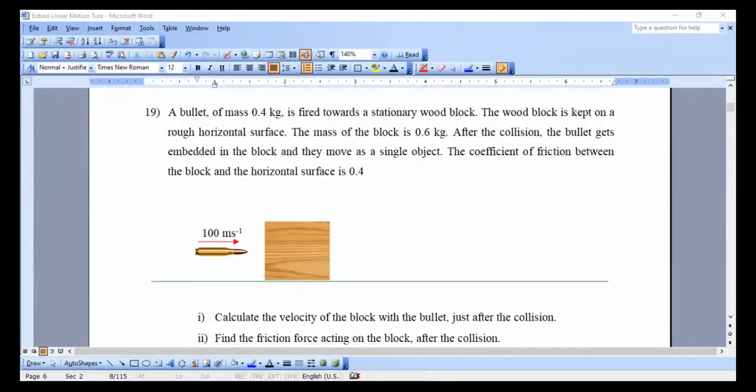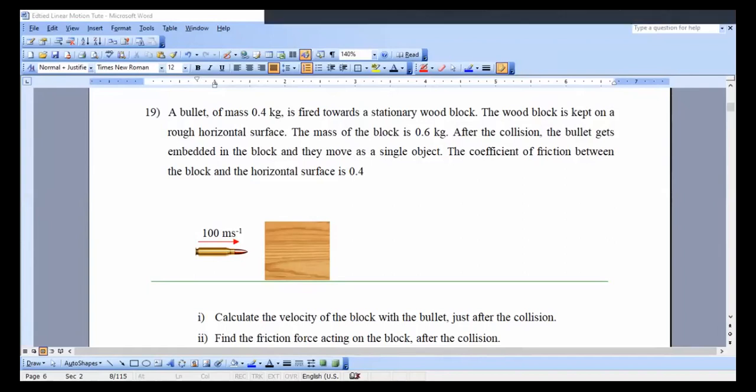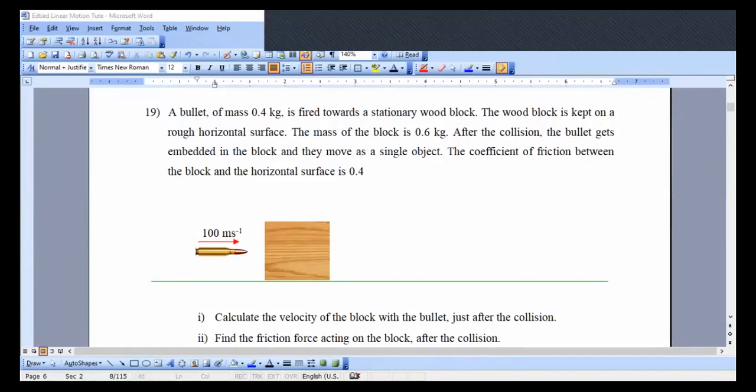So what is the law that should be applied to find that velocity here? What's the equation that we should apply? Law of conservation of linear momentum. Yeah, we must apply the law of conservation of linear momentum. So for question number 19, I think we have enough time to solve that problem. Let's give it a try.